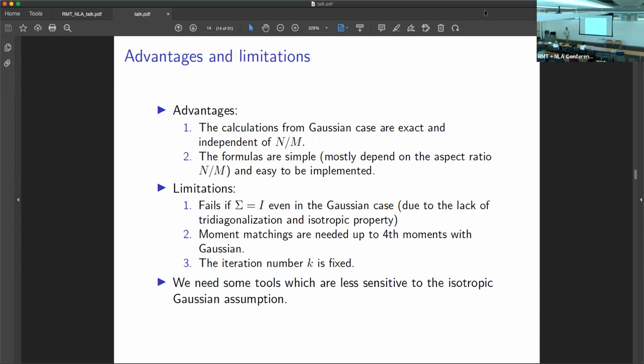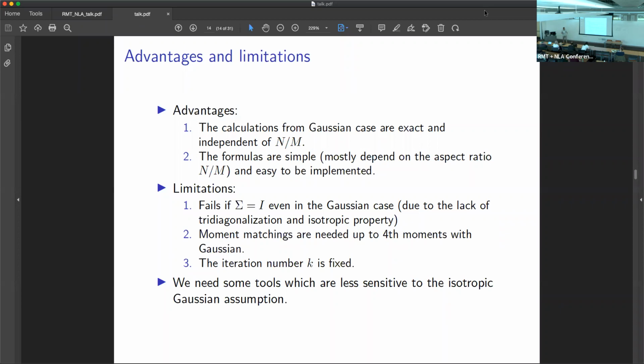Therefore, we are also trying to generalize in terms of this second perspective. And the previous approach requires the iteration number to be fixed. So we are trying to let k diverge a little bit. In that sense, you can see that we really need some tools which are less sensitive to the isotropic Gaussian assumption.